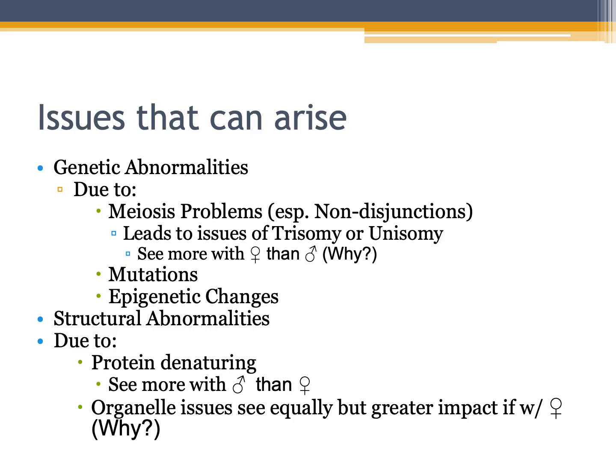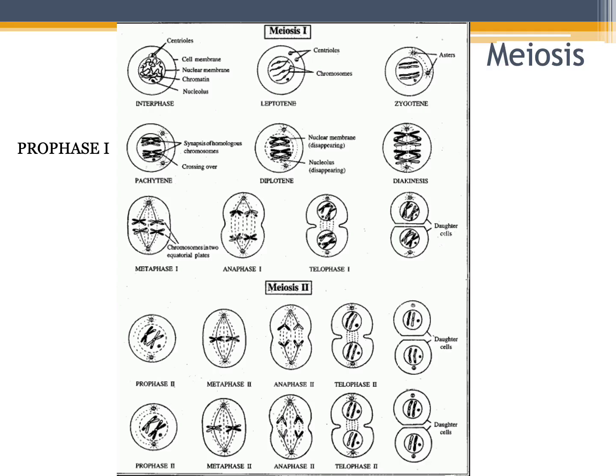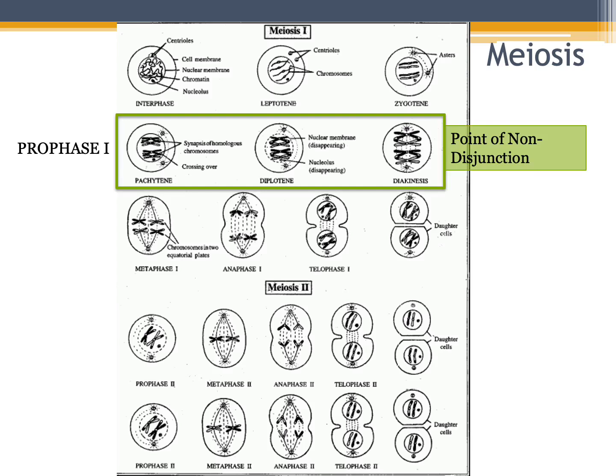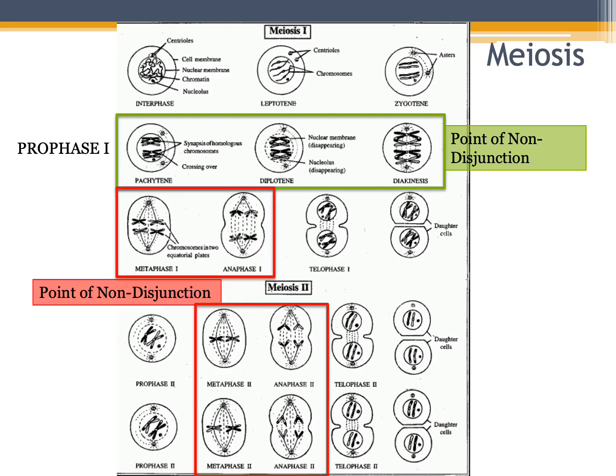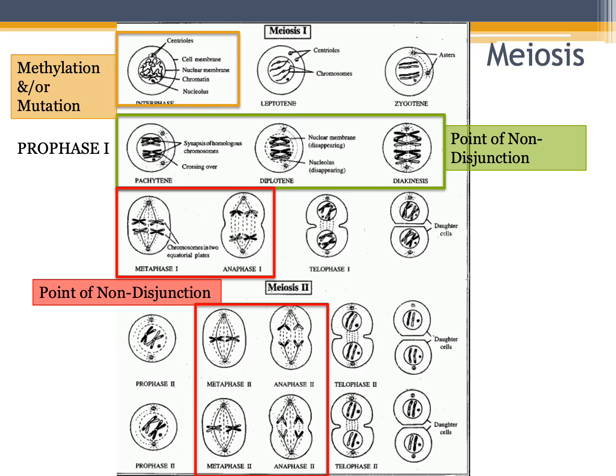So let's take a look at some of these abnormalities that might take place. In terms of genetic abnormalities, there are a couple areas that can occur. We can have points of non-disjunction in both meiosis 1 and in meiosis 2. The points of non-disjunction will lead to the trisomies, the unisomies, and the nullsomies. We can have issues with methylations and with mutations that take place during the normal interphase development within the growth phases leading to the primary reproductive gametes.